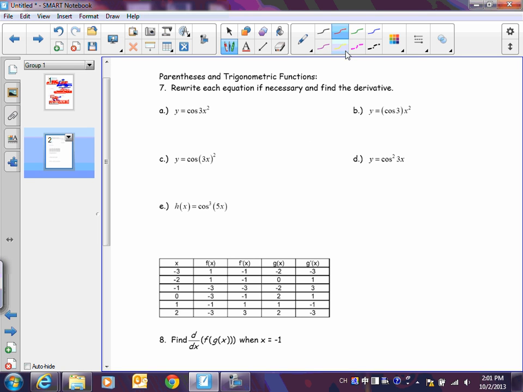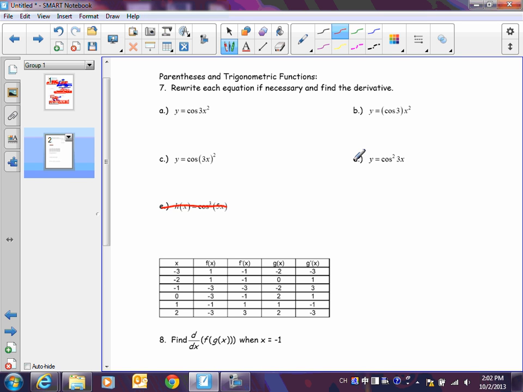Okay, so we're not going to do E. You can cross that one off. We're not going to do it for now. But I want you to look at A, B, C, and D, and I want you to notice the similarities and differences. They all have a cosine, they all have a 3, they all have an x, and they all have a square. But are they the same?